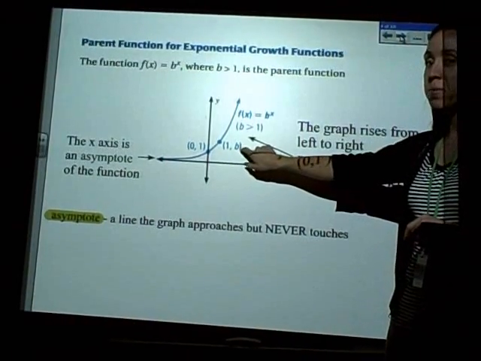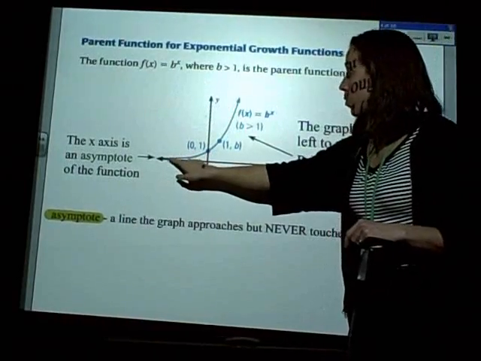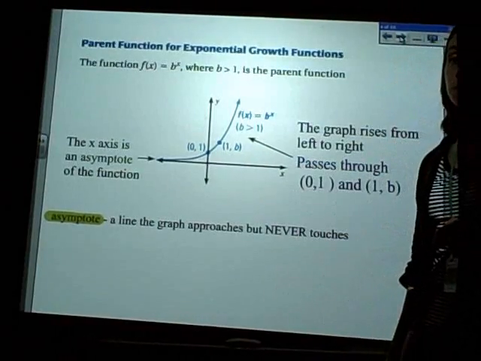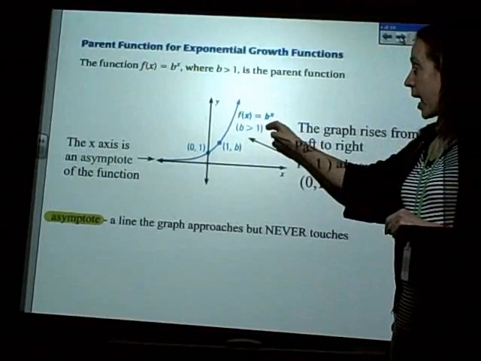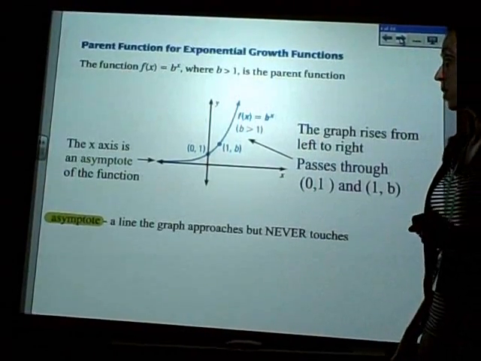And that might look familiar to you. b is also your base. So it's going to go through (0, 1), and then the point 1, and the y would be your b value. Okay? Remember, your b has to be greater than 1. Otherwise, different type of function.